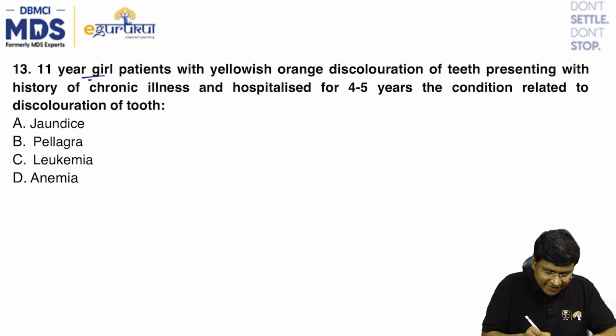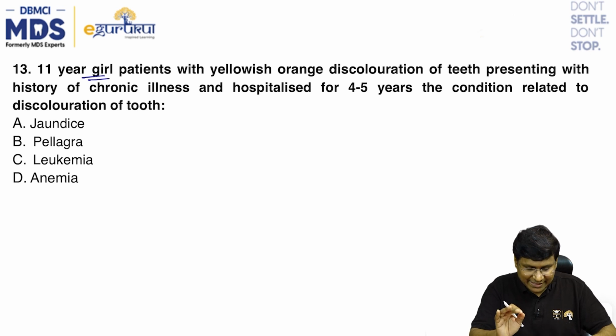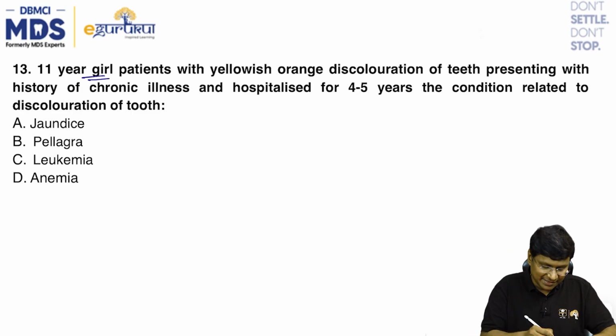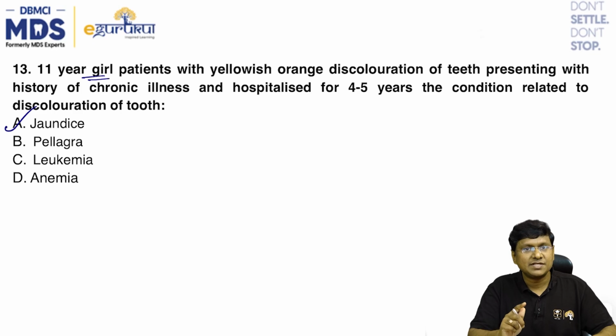Next question. An 11-year-old girl with yellowish orange discoloration of the teeth, presenting with a history of chronic illness and hospitalized for 4 to 5 years. The condition related to the discoloration of the tooth: jaundice, pellagra, leukemia, anemia. So here the answer is jaundice. The situation described in the question is confirmatory of the diagnosis of chlorodontia, and this is caused by jaundice in childhood during the time of tooth formation.